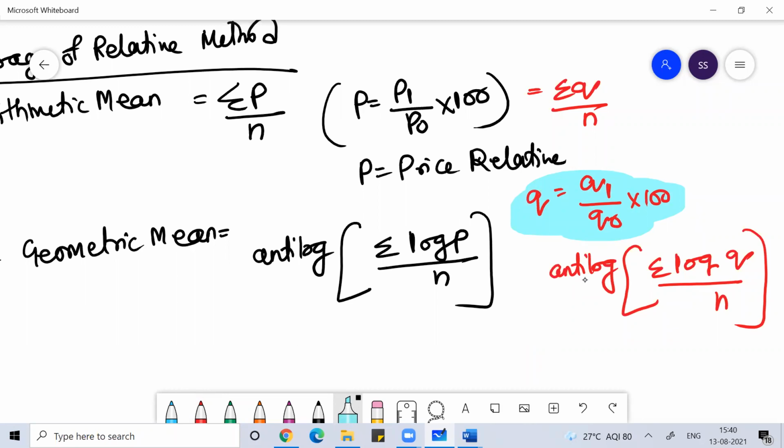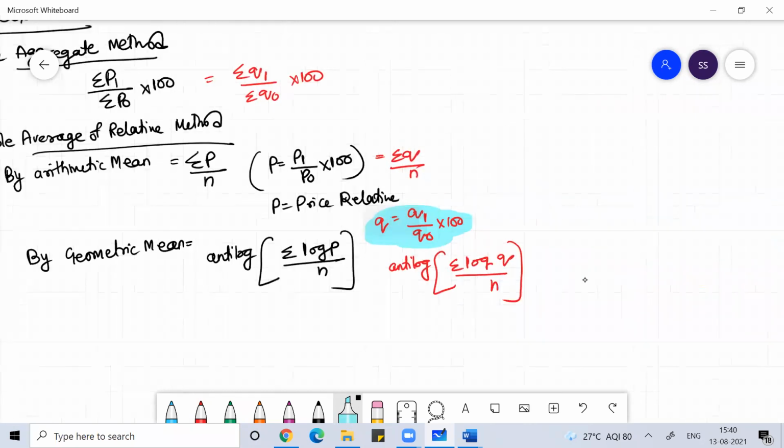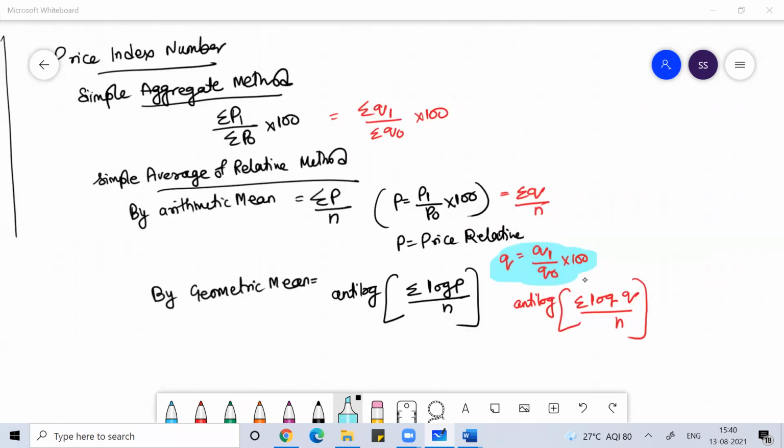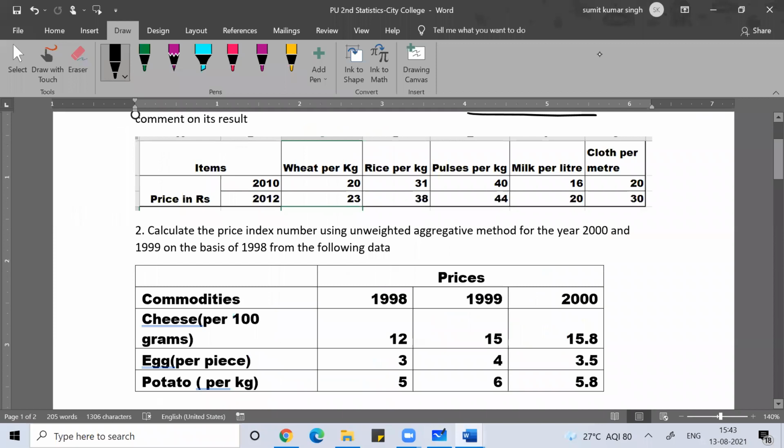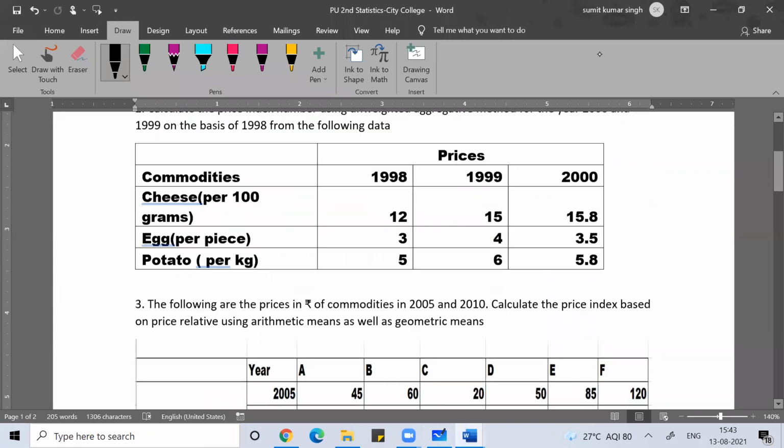Any doubt, any question? So now we'll discuss the simple average of relative method by the geometric mean. Yesterday we discussed till the arithmetic mean. Now we'll talk about the geometric mean. We'll use the same data, the same question. Question number two.